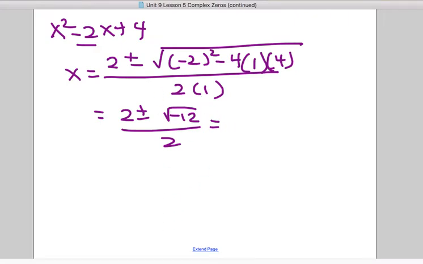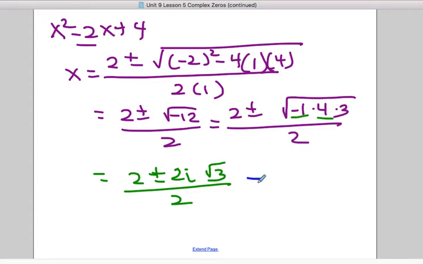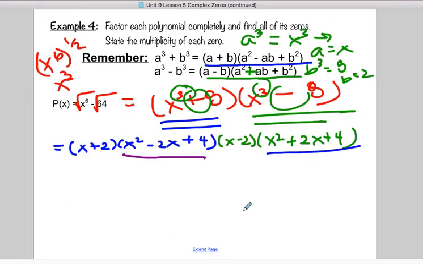This can be reduced. Okay, it's really 2 plus or minus the square root of negative 1 times 4 times 3 all over 2. Square root of negative 1 is i. Square root of 4 is 2, and then the square root of 3 is not a perfect square. So then I notice all of these are divisible by 2. So we have 1 plus or minus i square root of 3. Those are two zeros. 1 plus i square root of 3, and the other one is 1 minus i square root of 3.